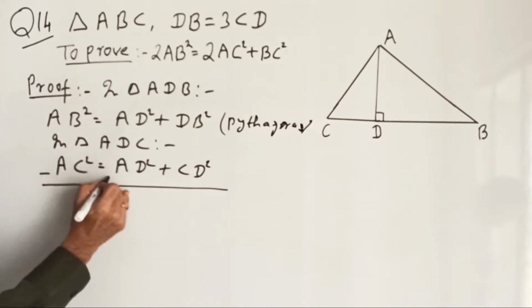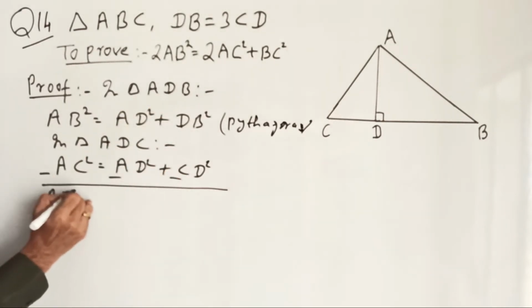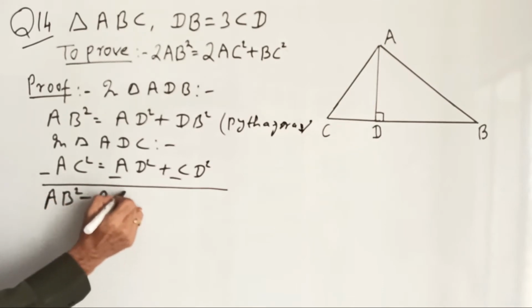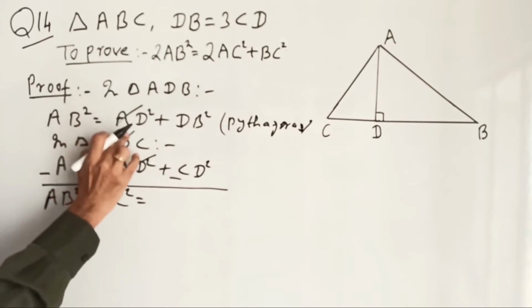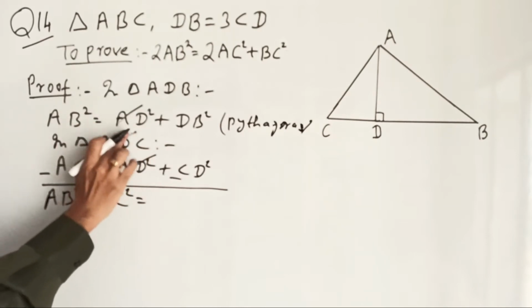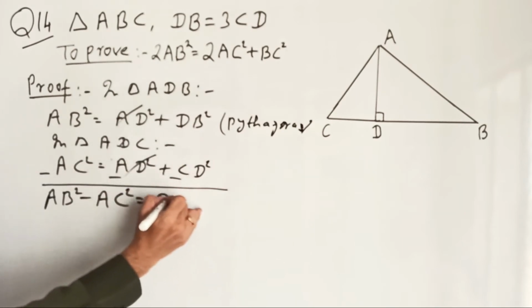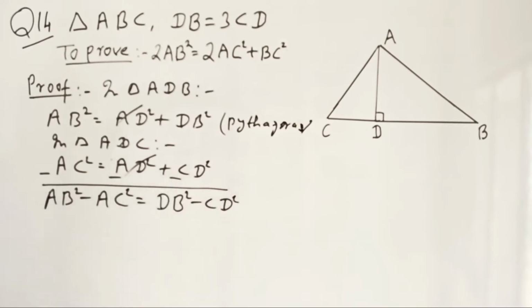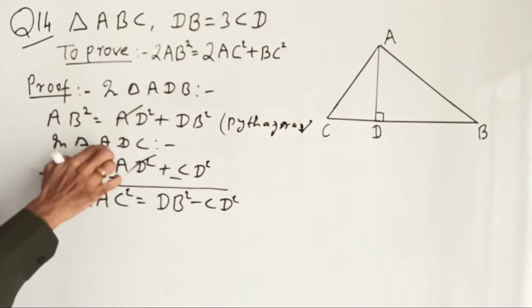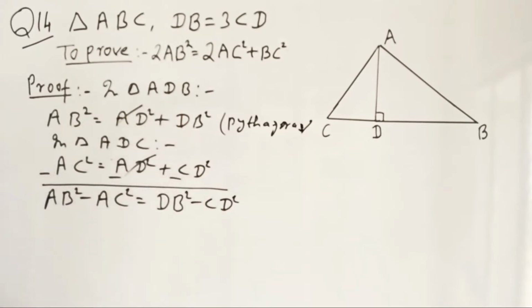So let us subtract this one. I am subtracting here directly. You have to write, subtract equation 1 and 2. So AB square minus AC square is equal to AD square cancel. Okay student, then DB square minus CD square. AD square cancels, and remaining DB square minus CD square as it is.